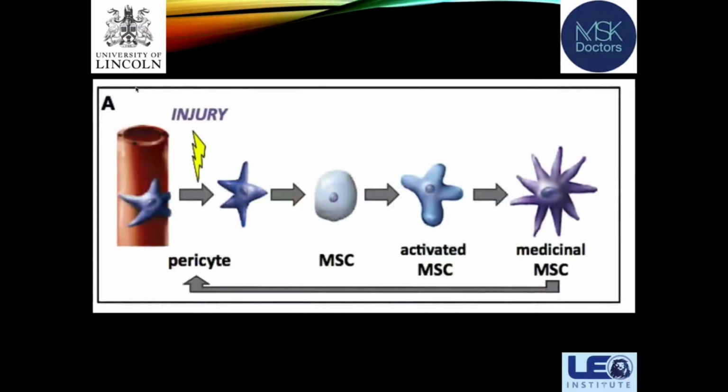So this is a pathway that we think a pericyte can go down. Usually after some injury within the blood vessel, the pericyte will break free from the blood vessel, and then it forms a mesenchymal stem cell, and then it becomes activated, and they have some medicinal property within those cells.